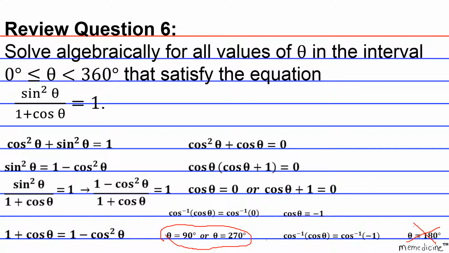So the answers are 90 degrees and 270 degrees on the interval specified in the question stem, okay? We're not considering 360 because it's not included. The answer has to be less than 360, okay? And I just want you to understand that we could have avoided this extraneous root by simplifying the rational expression, okay?